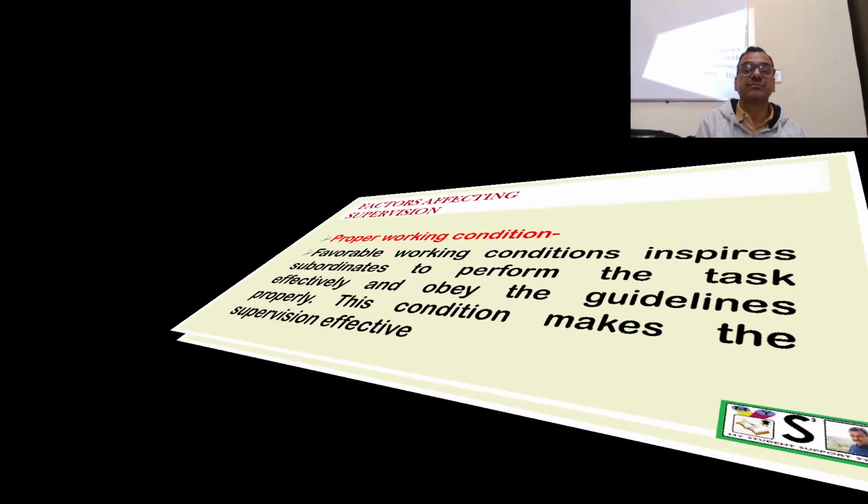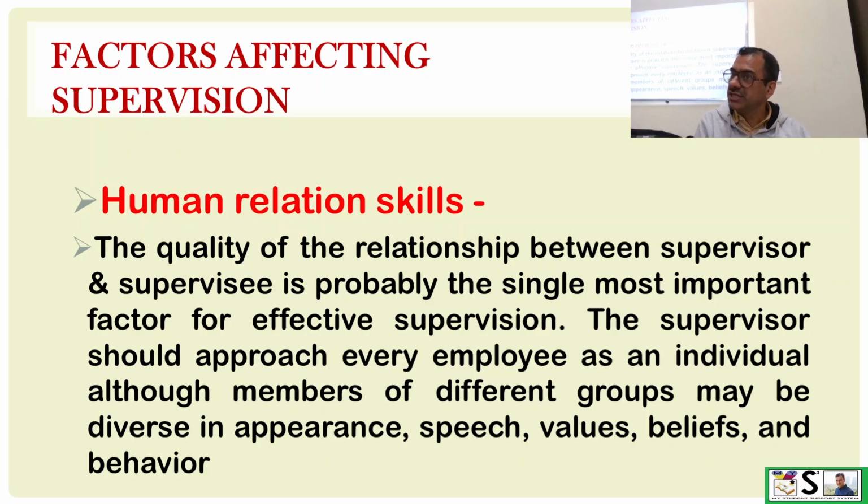Then human relation skills. The relation between the supervisor and the subordinate is very important. If the interpersonal communication and interpersonal relations are good, then supervision will be effective and the activity will also be effective. Otherwise, it will be defective. The quality of the relationship between supervisor and supervisee is probably the single most important factor that affects supervision.